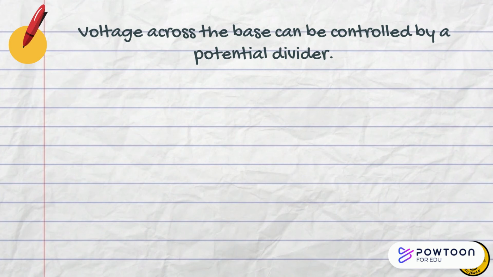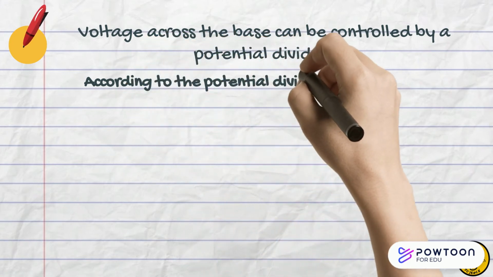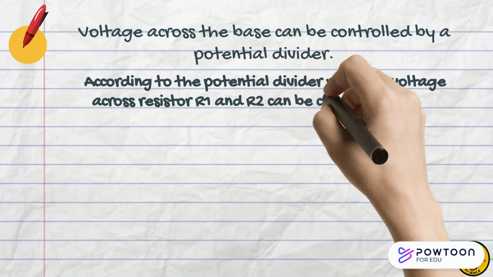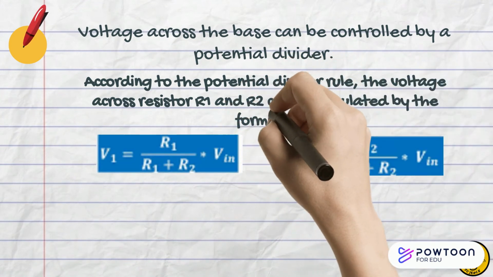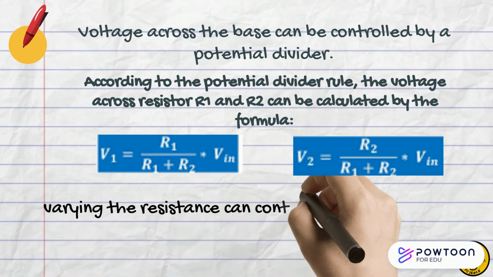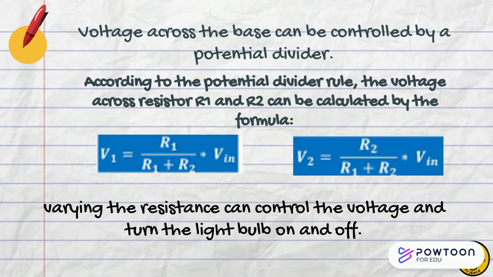The voltage across the base can be controlled by a potential divider. According to the potential divider rule, the voltage across the resistors R1 and R2 can be calculated by the formula. Thus, by varying the resistance of R1 and R2, we can control the voltage across the base, V2, and turn the light bulb on and off.